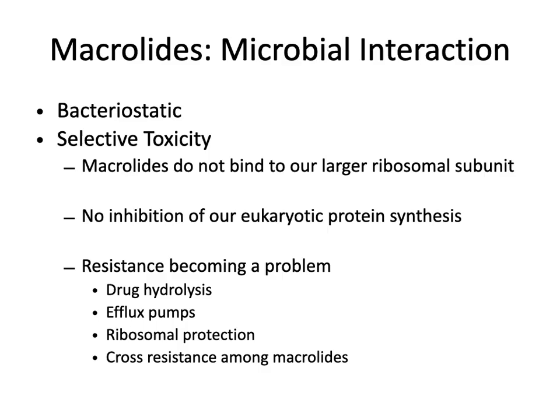Selective toxicity, we have macrolides, again this is repetitive, they do not bind to our larger ribosomal subunit, and there is no inhibition of our eukaryotic protein synthesis. Resistance is really becoming a problem. What are the most cited mechanisms for that? Drug hydrolysis, so enzymatic modification, efflux pumps, ribosomal protection, and obviously we would have cross resistance among macrolides. I showed you at least 3 macrolides.